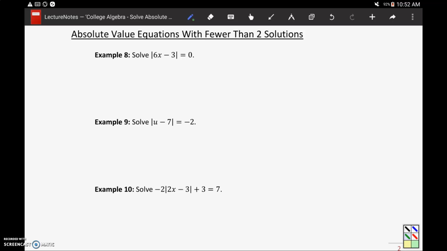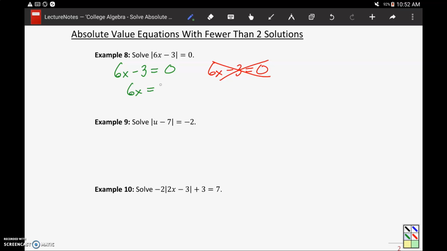In example 8, we have a problem where the absolute value portion is already isolated. So if we apply our approach that we've been using so far, we would end up with two statements. 6x minus 3 is equal to 0, and 6x minus 3 is equal to the opposite of 0, which is still just 0. In this case, both equations that we set up are exactly the same, so there's no need to solve that same equation twice.